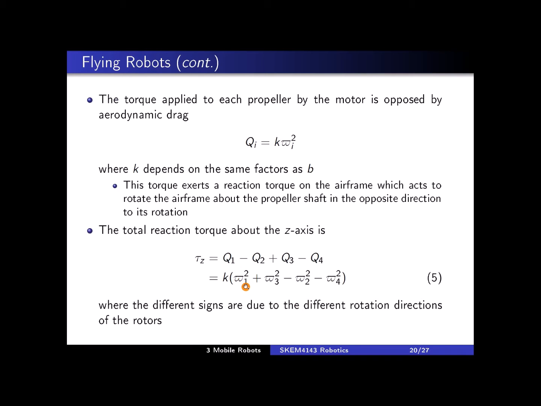For example, if omega 1 squared plus omega 3 squared is greater than omega 2 squared plus omega 4 squared, then your quadrotor will rotate in the positive direction about the z-axis. However, if omega 2 squared plus omega 4 squared is greater than omega 1 squared plus omega 3 squared, then your quadrotor will rotate in the negative direction about the z-axis.